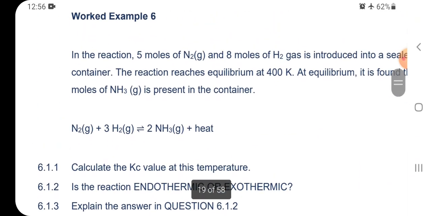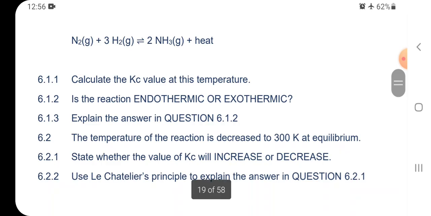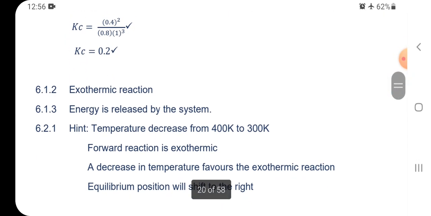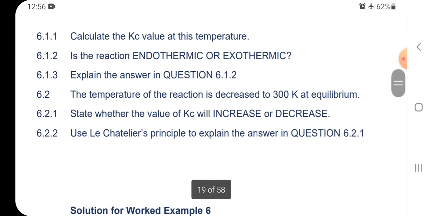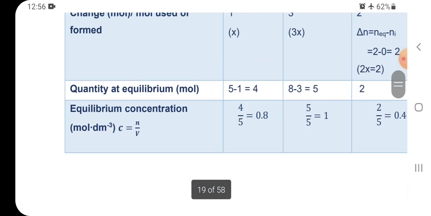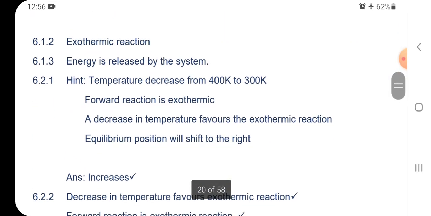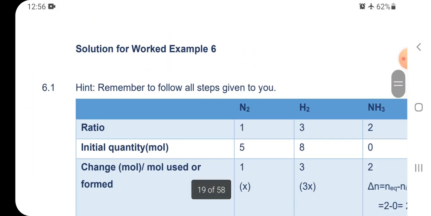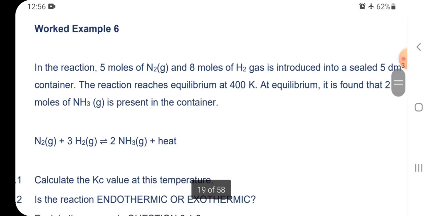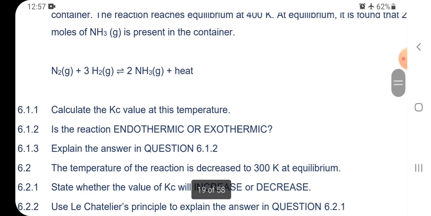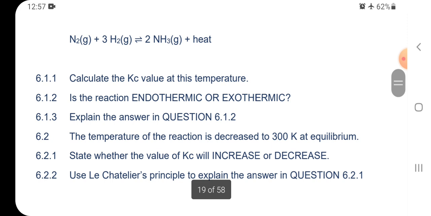So is the reaction endothermic or exothermic? It is an exothermic reaction. And then 6.1.3 says, explain the answer in 6.1.2. Energy is released by the system. And then the temperature of the reaction is decreased to 300 K at equilibrium. State whether the value of Kc will increase or decrease.